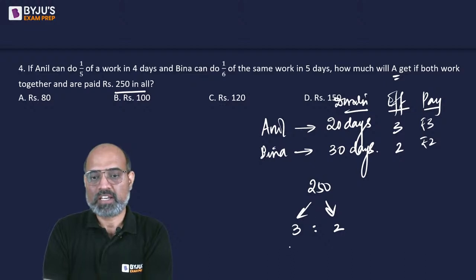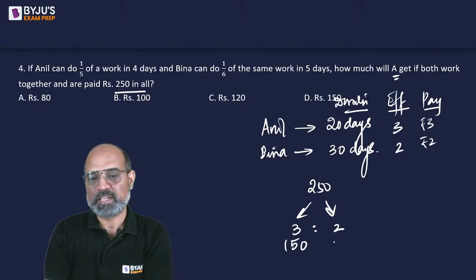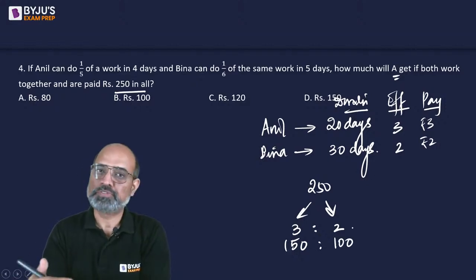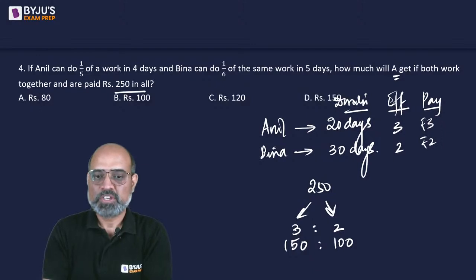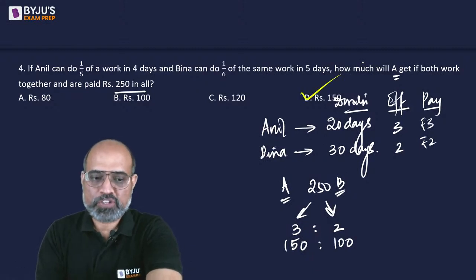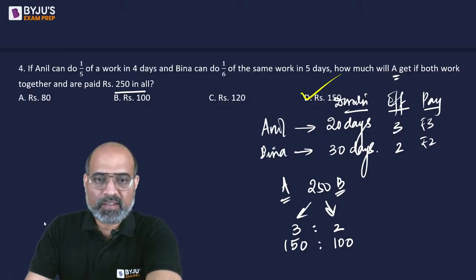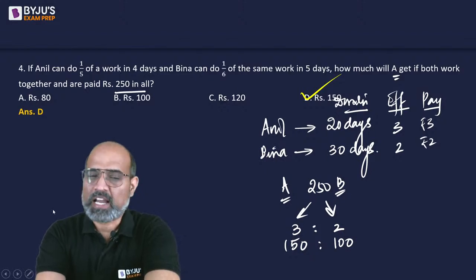right? So Anil is going to get 3/5 of 250, which is going to be 150 rupees, and Bina is going to get 100 rupees. 150 and 100, their sum is 250 and they are in the ratio 3:2. So ये Anil है और इधर Bina, right? So this is going to give us option D. I hope no one has an issue here.